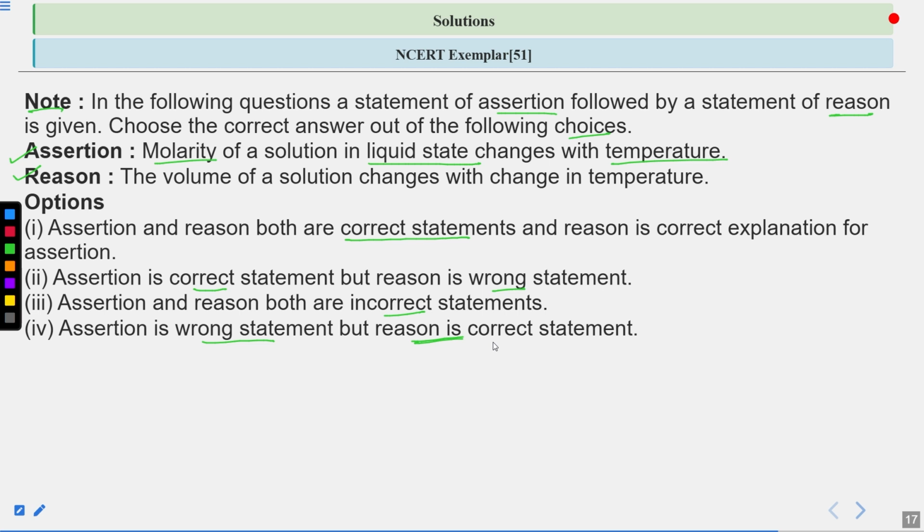What you have to do is read first of all the assertion statement and the reason statement, and then choose the correct option. Okay, so you have some time, go through it, think about this question, and after that we will see the correct answer. Okay, let's see.